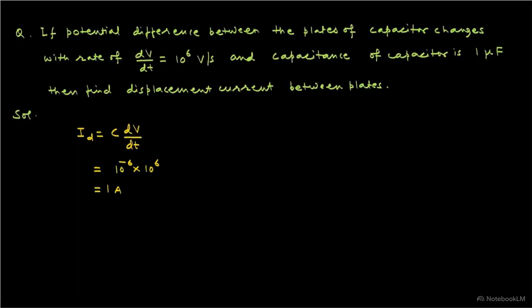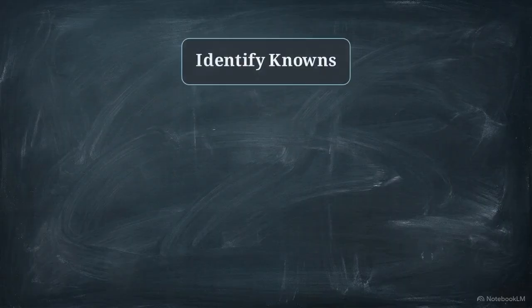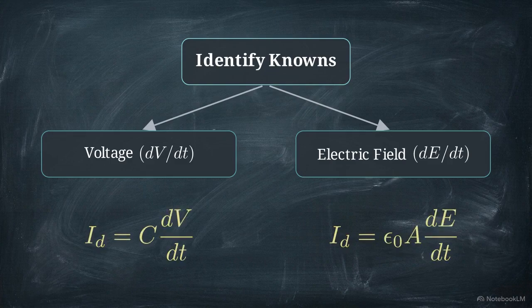In this problem, we are given a rate of change of voltage at 1 million volts per second and a total capacitance of 1 microfarad. Substituting these values into the voltage formula yields a displacement current of exactly 1 amp. Identifying known variables, voltage versus field, determines which formula from the toolkit is appropriate for the calculation.